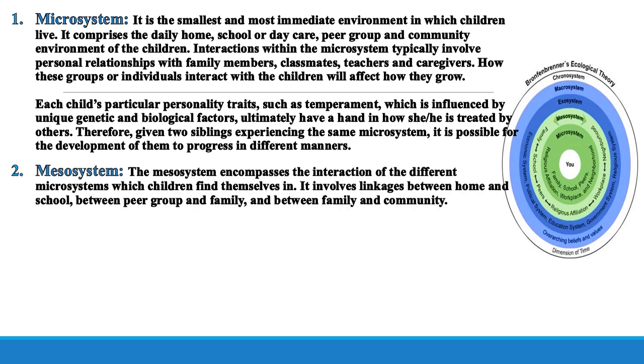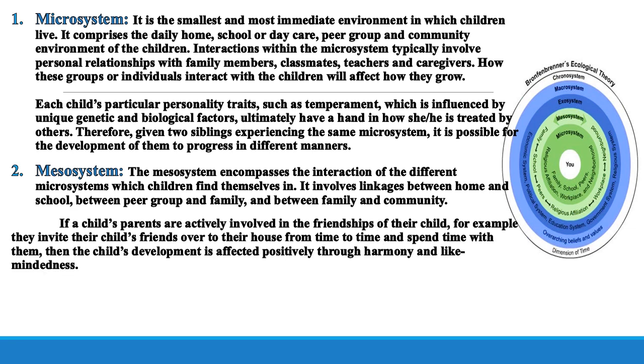moving on to the second level, it is mesosystem. Now, the mesosystem encompasses the interaction of the different microsystems which children find themselves in, and it involves linkages between home and school, between peer group and family, and between family and community. All right. So mesosystem is a little broader than the microsystem, where in mesosystem there is interaction between the linkages between home and school. That means how the teachers are interacting with the parents, or the family is interacting with the friends of their children. All right. Now, if a child's parents are actively involved in the friendships of their child, for example, they invite their child's friends over to their house from time to time and spend time with them, then the child's development is affected positively through harmony and like-mindedness.